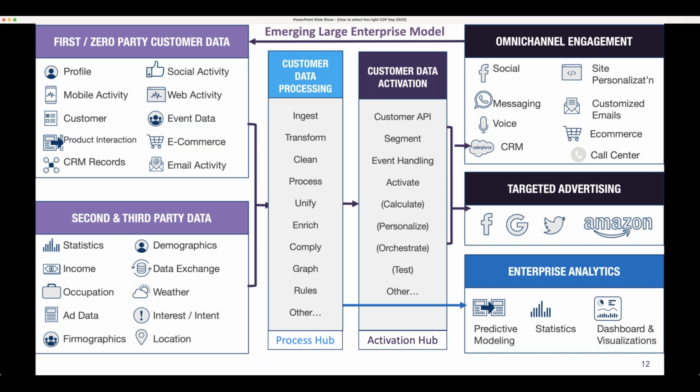So it's important to understand what you're looking for within a CDP, because some CDPs will do both of these, some will just do the activation piece. And so it's really critical at an architectural level to understand first and foremost, what's the scope of the CDP that you're trying to deliver here?